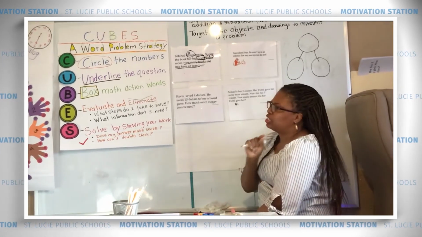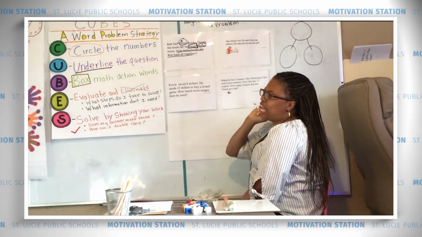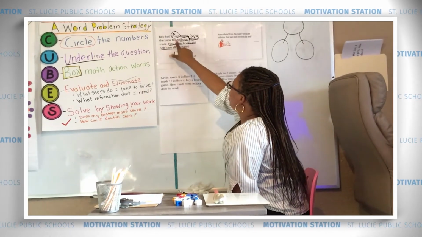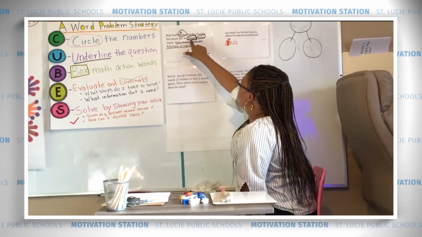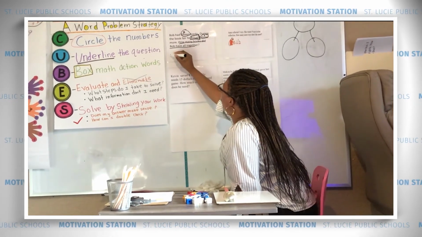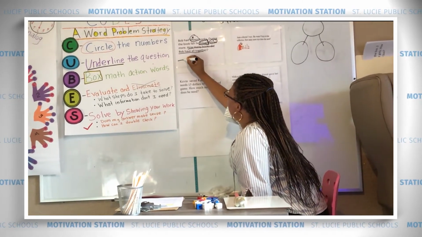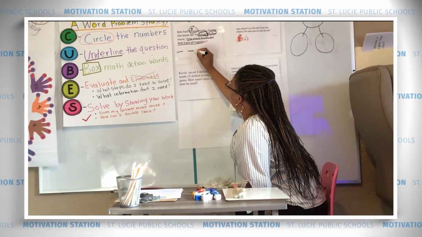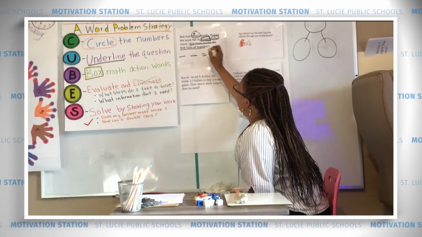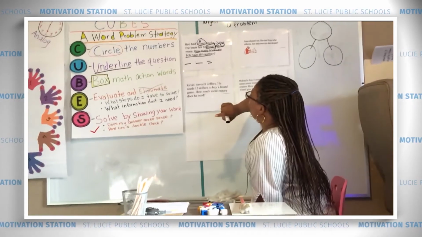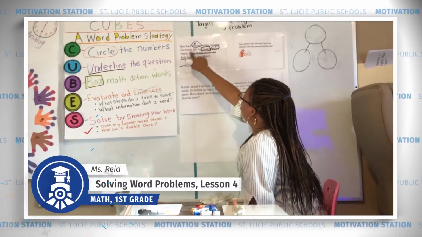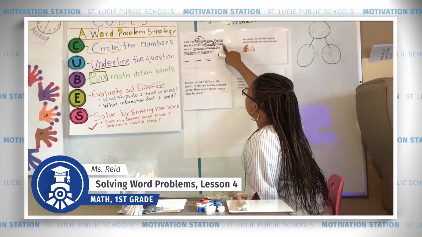And I like to start to set up my equation. Bob had 15 books. During the book fair, he bought 3 more. So I am going to set up my problem. I don't know what I'm doing yet, but I know that Bob had 15 books. During the book fair, he bought 3 more.